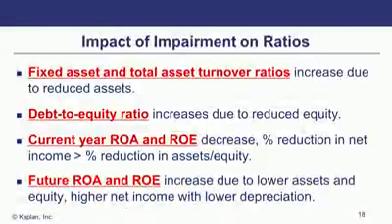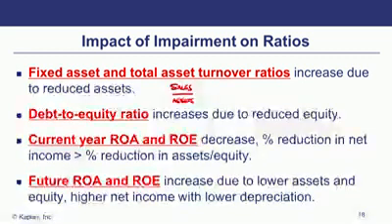Impact on ratios, fixed asset and total asset turnover ratios. Well, look, sales over assets, of course. Sales unaffected. Your assets are going to suddenly drop. Remember, we said the impairment's like a massive depreciation charge. It reduces the carrying value of the assets. So assets go down, sales unaffected, and therefore asset turnover ratios are going to increase.